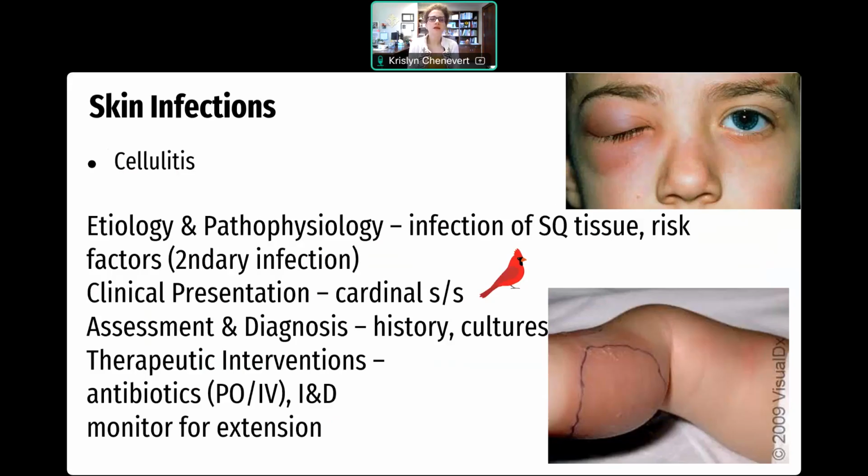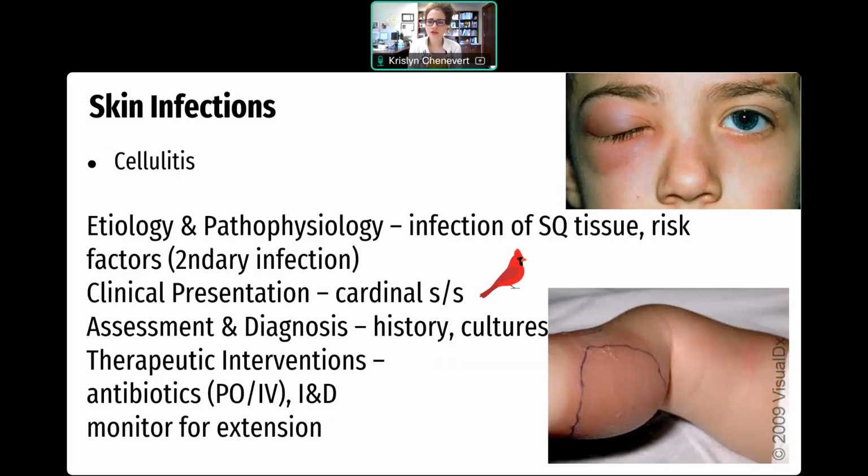Our assessment and diagnosis. So typically diagnosis is going to be made based on the physical assessment and history of the patient. They're going to present with our cardinal signs and symptoms of infection, right? And I've got a red cardinal there for you to help you remember.